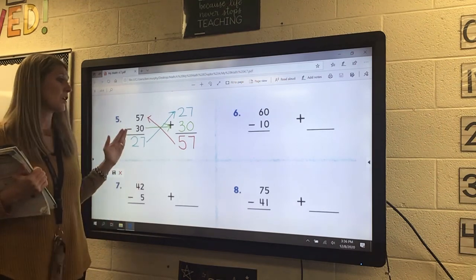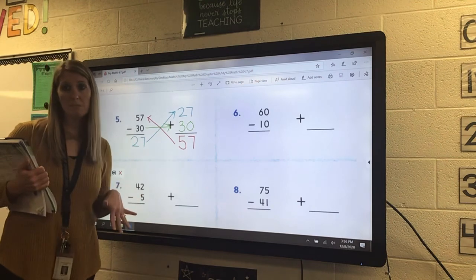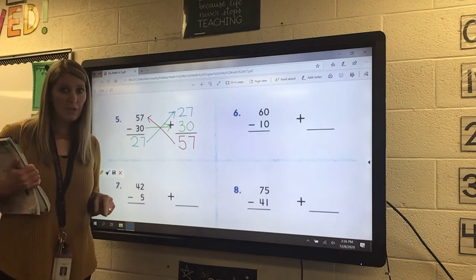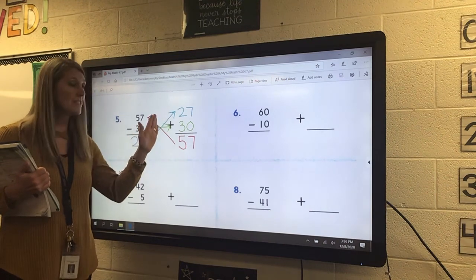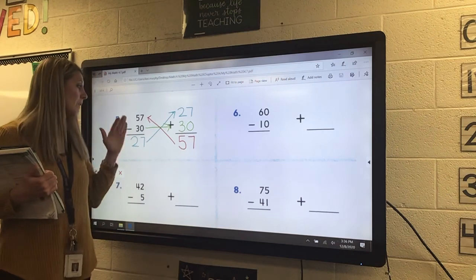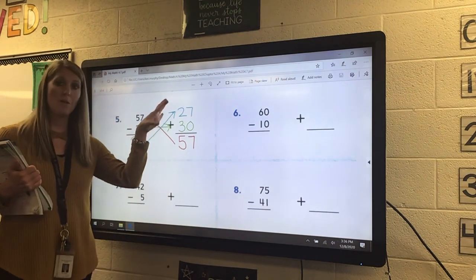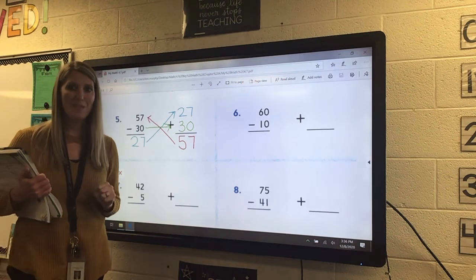So this should help you get started. I want you to finish this page. If you struggle with this page, you can come on at Zoom at 1:30 and Mrs. Murphy will help you. But I really want you to try to use these arrows to help you put the numbers where they need to be so that when you're subtracting, you know how to add them correctly. All right, second graders, work hard on this page.